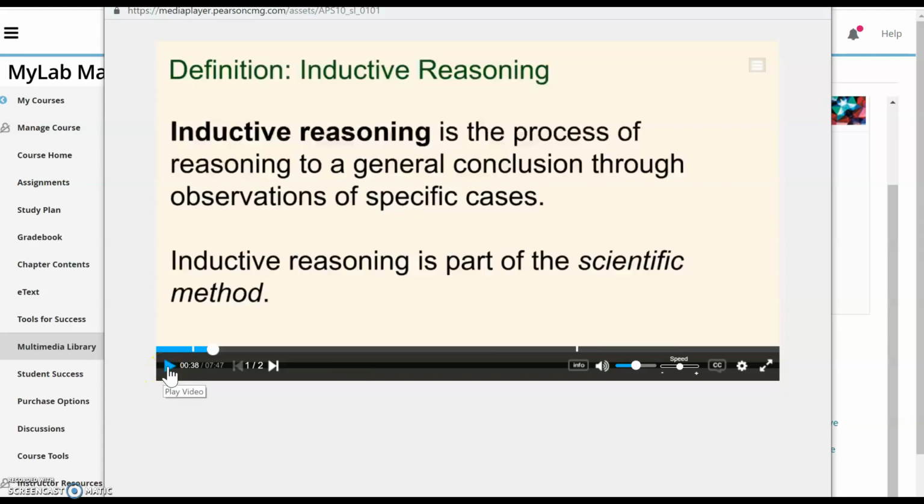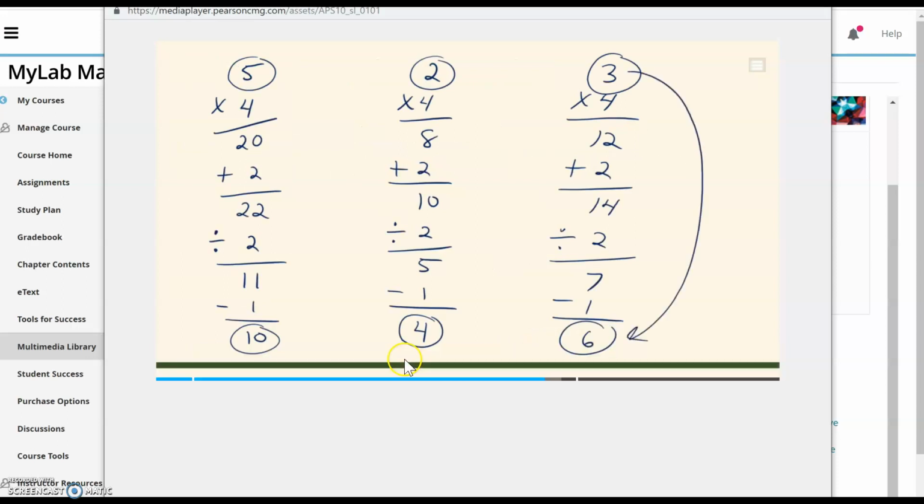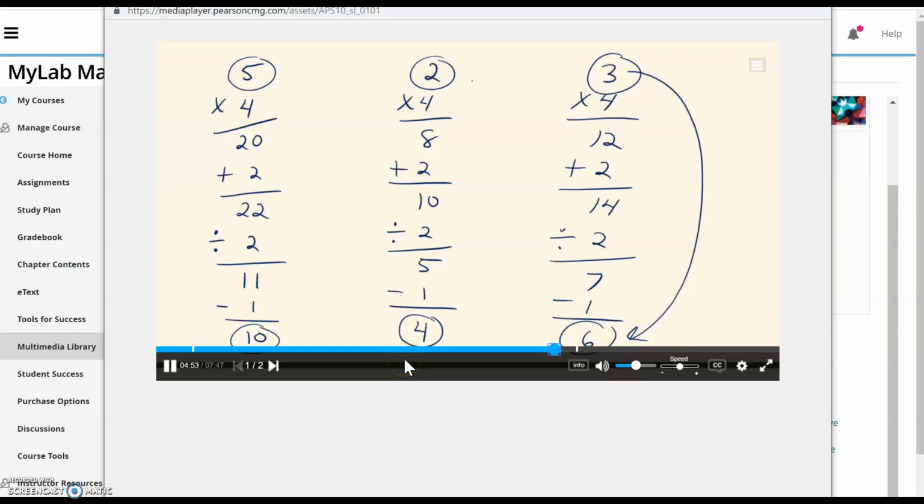So a little bit more of this, and I'm going to then fast forward. The process of reasoning to a general conclusion through observations of specific cases. It looks like we need to double or multiply by 2, right? It looks like we need to double or multiply again by 2 the original number.